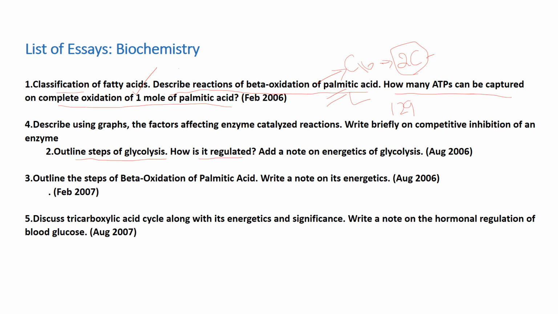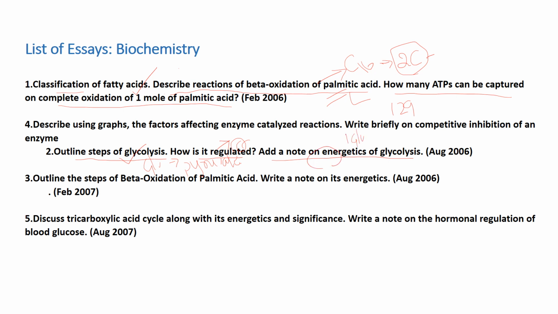The second question is outline the steps of glycolysis and how it is regulated. Add a note on energetics of glycolysis. Glycolysis is nothing but glucose being converted to pyruvate. And how it is regulated, with the help of feedback regulation and some of the products, as well as the concentration of the substrate and availability of the molecules which are required for the running of glycolysis. All these you have to write. These are the points to be included in glycolysis.